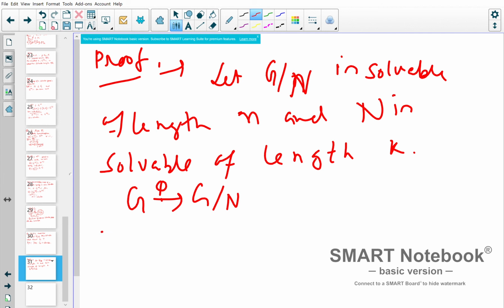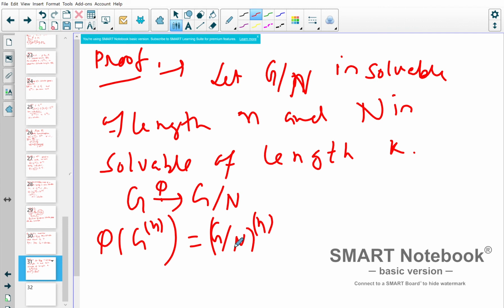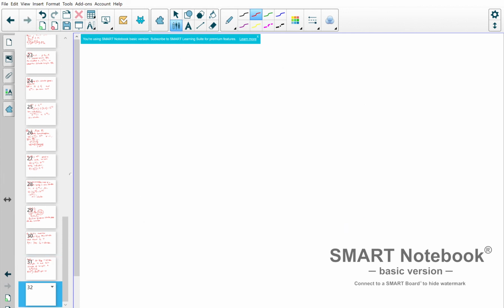So if you take the n-th derived subgroup of G, what does that mean? This will be equal to the n-th derived subgroup of G mod N, right? But you know this is solvable of length n. So what does that mean? That means this n-th derived subgroup is nothing but the identity. So this will be the identity of G mod N, which is nothing but N, right? So you proved that phi of G^(n) is a subgroup of N, right?